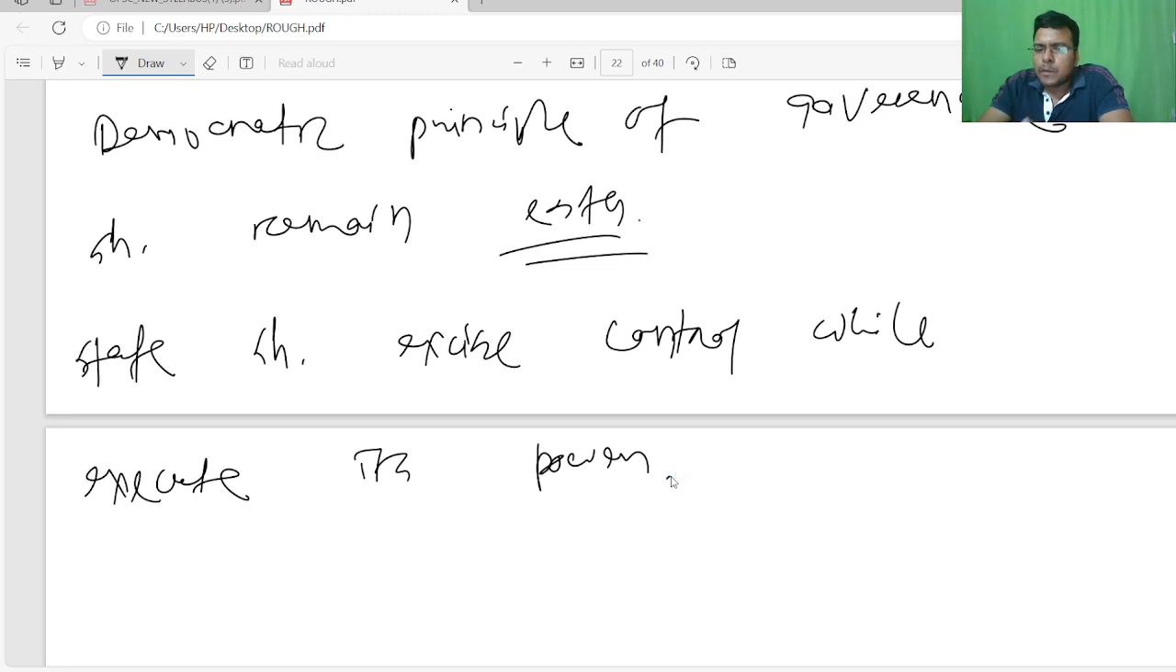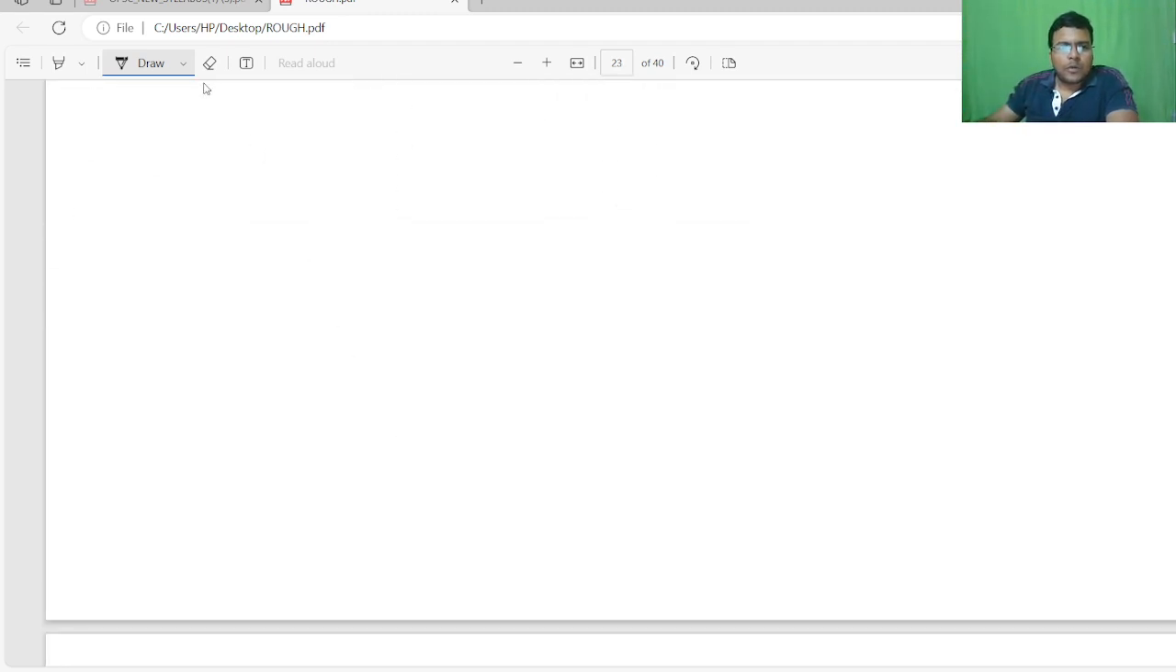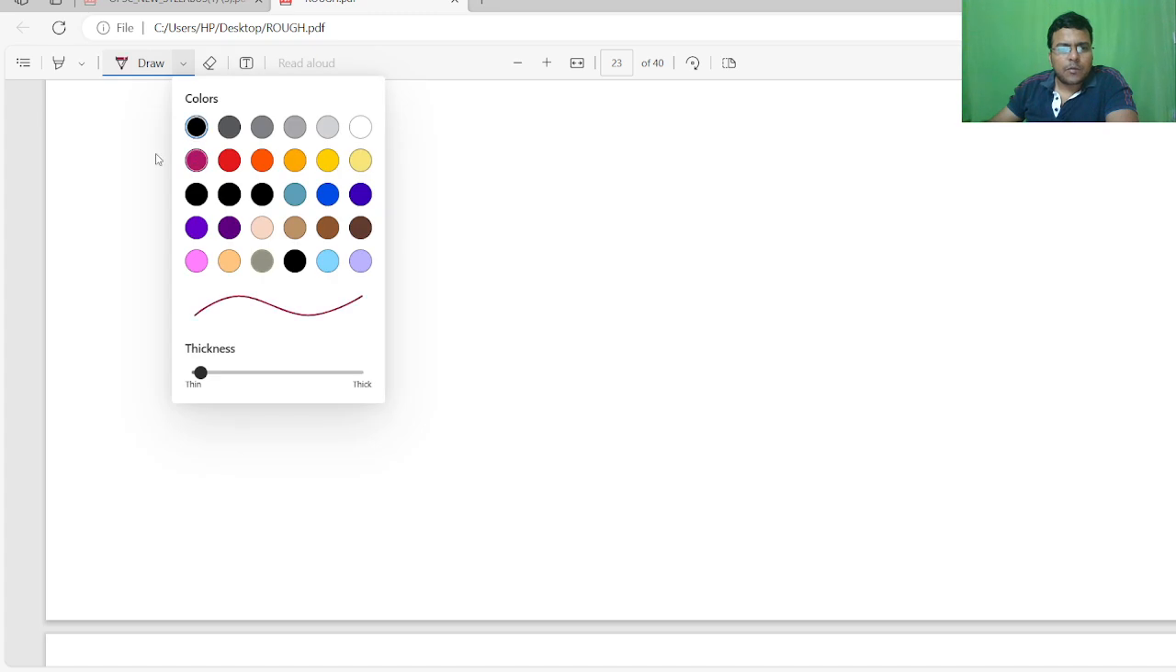Okay, so this is the definition of constitution. What is constitution? What is constitutionalism? And in India, constitutionalism is there due to these two cases. And tomorrow we will discuss what comes next.